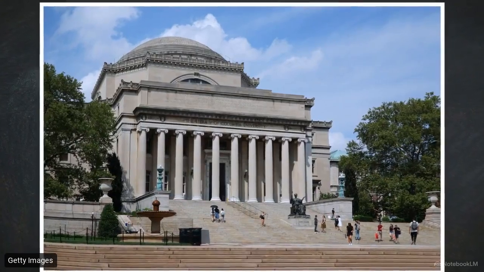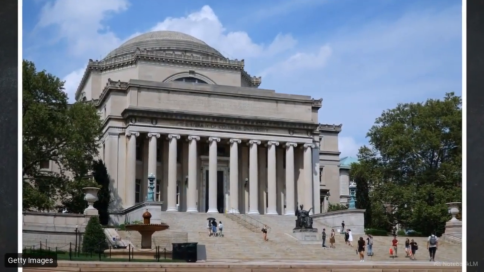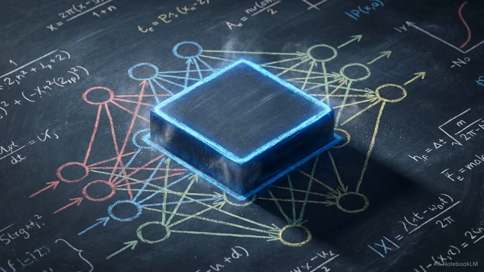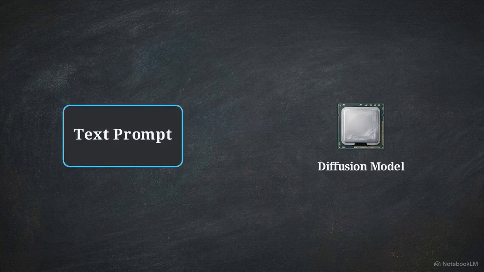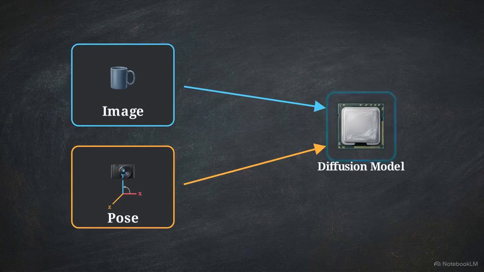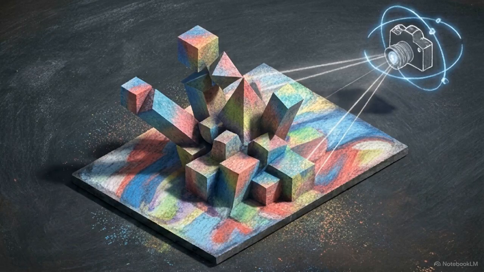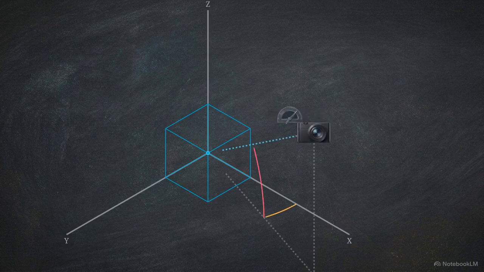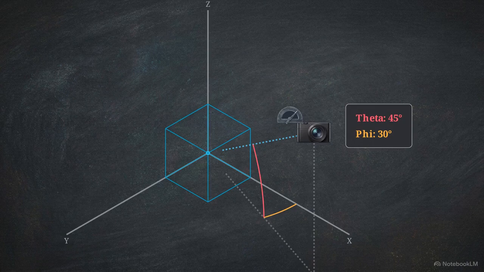That inquiry drives a research paper titled Zero-1-to-3, developed at Columbia University. The authors designed a mechanical shift in how we interact with diffusion. They transformed a standard text-to-image architecture into an image and pose-to-image model. In this system, the word pose has a strict definition. It refers exclusively to the relative camera viewpoint coordinates, the exact mathematical angle from which we observe the subject.